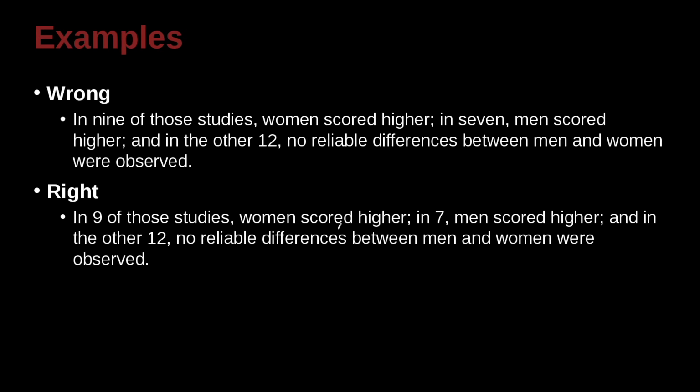In nine of those studies, women scored higher. In seven, men scored higher. And in the other 12, no reliable difference between men and women was observed. So this is getting a bit confusing, isn't it? In this case, we're spelling out nine, and then here we're spelling out seven, and then here we're writing 12. So it seems like we're following the rule, right? This is because nine is smaller than 10, this is because seven is smaller than 10, and 12 is bigger than 10. But because it's in a sentence with many numbers together and we're comparing those numbers, in that case, you just want to write out the numbers as numerals and not spell them at all.